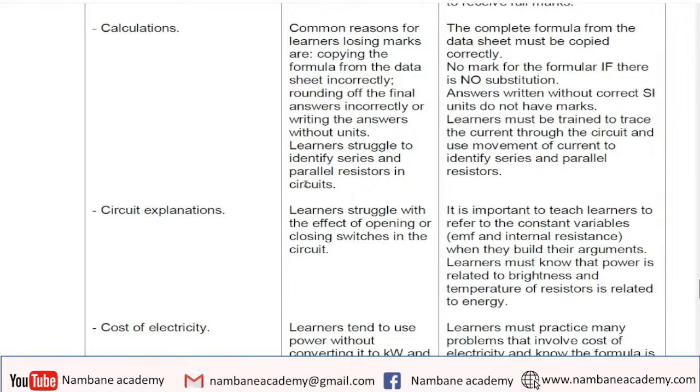So they tend to think whatever goes side by side like that will be parallel. But then we need to explain to them that in physical sciences, that is not how it works. We look at the movement of what? Of current. Hence, the tracing of current.